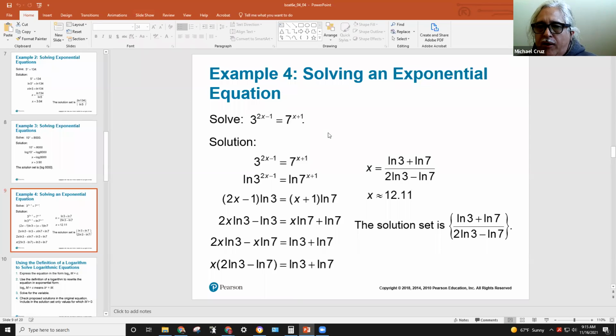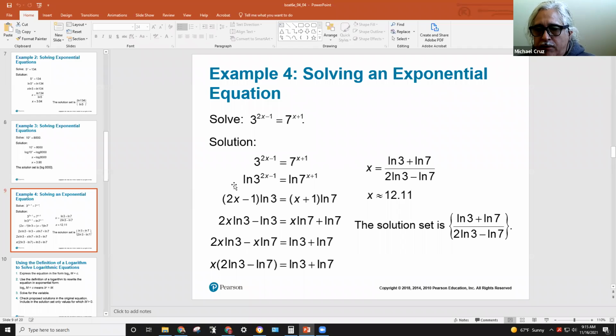All right, solving an exponential equation. Again, same kind of situation. We've got x's in the exponent, and these bases don't match, so we can't really just drop the bases because there's no hope of writing 3 and 7 with the same base. So we're going to just take the natural log of both sides.